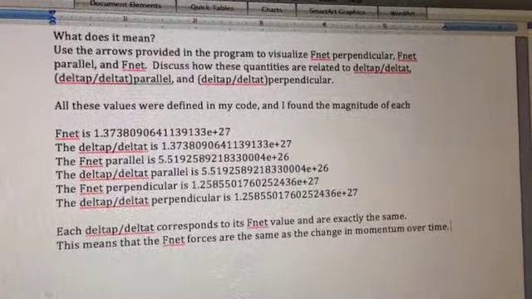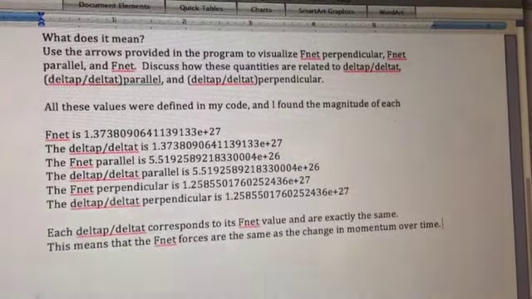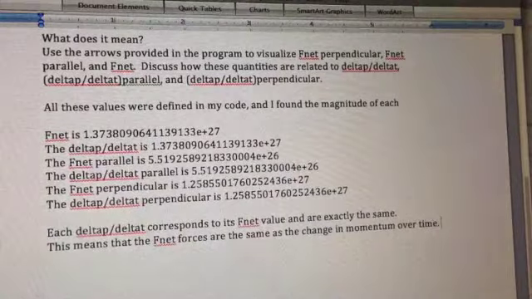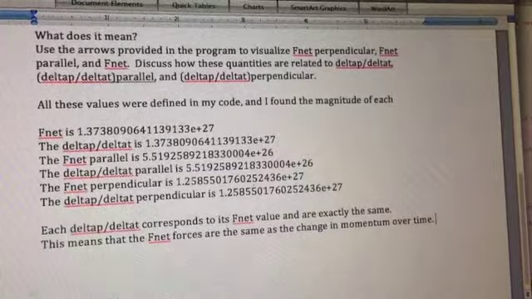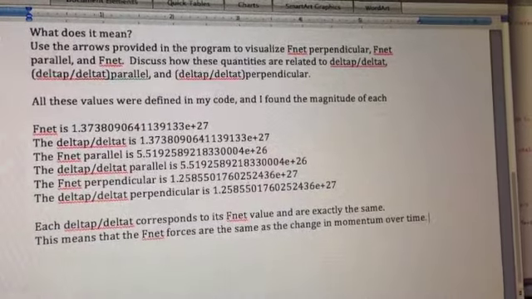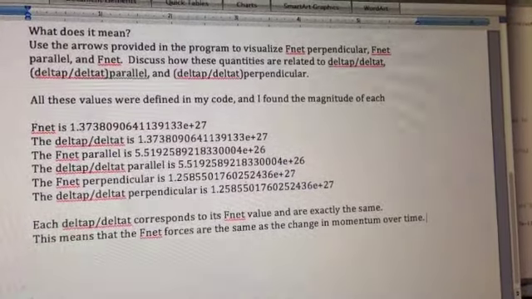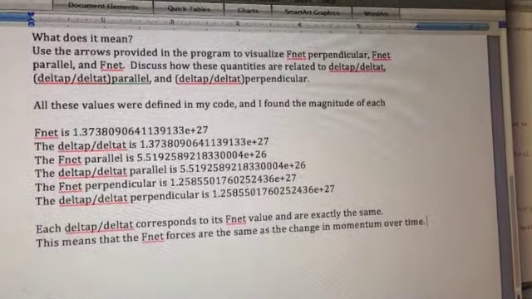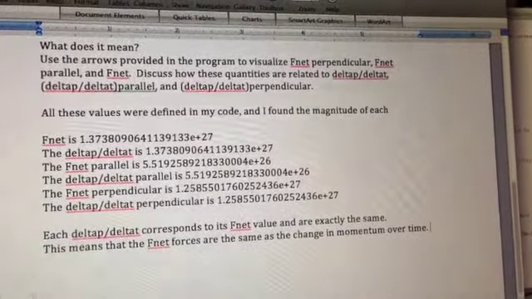What does it mean? Use the arrows provided in the program to visualize Fnet perpendicular, Fnet parallel, and Fnet. Discuss how these quantities are related to delta p over delta t parallel, and delta p over delta t perpendicular. All these values were defined in my code, and I found the magnitude of each. The outputs are as follows. As you can see, each delta p over delta t corresponds to its Fnet value and they have exactly the same values. This means that the Fnet forces have the same values as the change in momentum over time. This corresponds well with the momentum principle that says Fnet equals delta p over delta t.